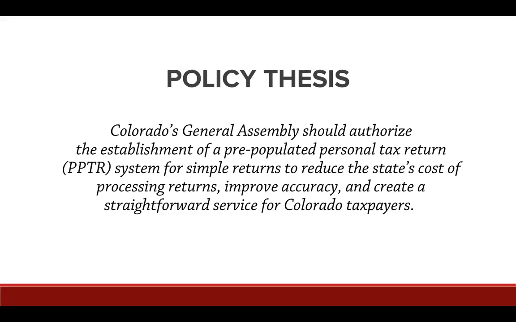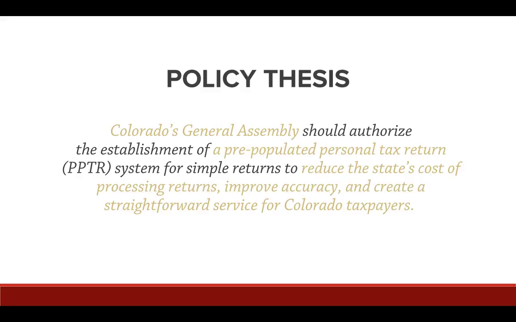So here's some examples. Colorado's General Assembly should authorize the establishment of a pre-populated personal tax return system for simple returns to reduce the state's cost of processing returns, improve accuracy, and create a straightforward service for Colorado taxpayers. Colorado's General Assembly, key stakeholder, a pre-populated personal tax return. That's the policy solution. And then the latter half, you can implicitly, more or less, assume that there are problems from that. This is not my preferred way to do it, but you can say, here are the impacts of the policy, here's why we should do it. And you can say, obviously based on this, if it improves accuracy, it must mean that the current system doesn't have as accurate tax returns.